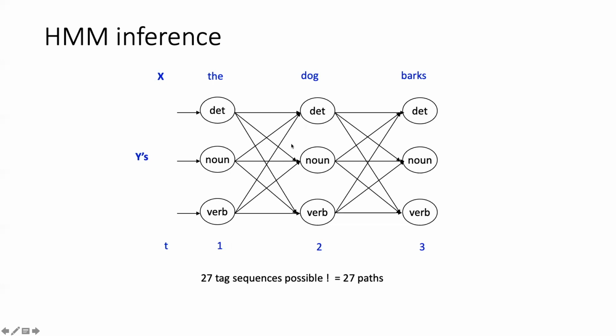We have to do this efficiently in HMMs. If we do it in a brute force way, there are 27 possible paths. Since there are 3 states and the sequence length is n, there are 27 possible paths. So in order to do it efficiently, what we use in HMMs is Viterbi decoding, which is popularly known as dynamic programming.